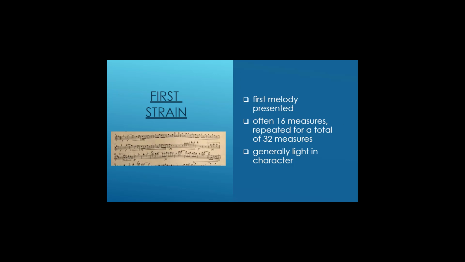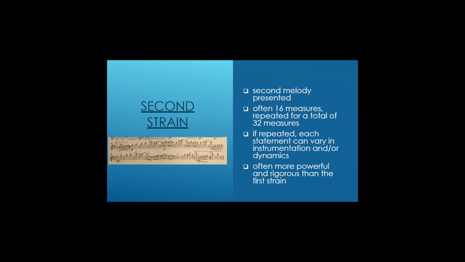All right, the next part of our march is going to be called the second strain. It is going to be a different melody, but it's going to be about the same length. They're usually 16 measures repeated for a total of 32. Sometimes, if the second strain is repeated, a different instrument and or different dynamics might be used the second time. This strain is often more powerful and rigorous than the first strain. So here is the second strain of Semper Fidelis.